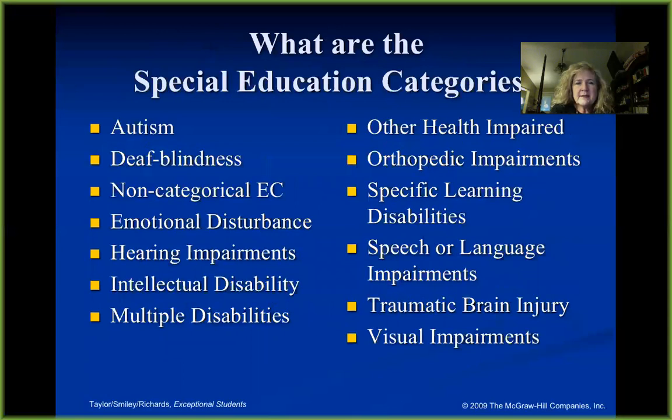What you see on the next slide is a list of the 13 disability categories that we have in Texas. A couple of things I want to point out to you. Over on the left-hand side, you see non-categorical early childhood. And this is a category that's unique to Texas. The rest of the country uses a designation called developmental delay, which is for children ages 3 through 9. But in Texas, we don't use the category of developmental delay. We use one called non-categorical early childhood, which is for children who are just 3 through 5.